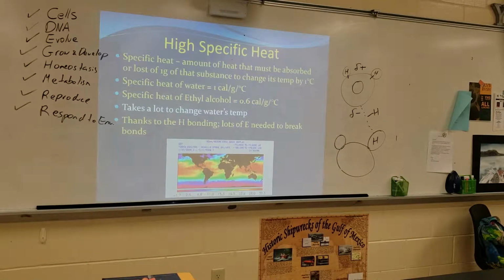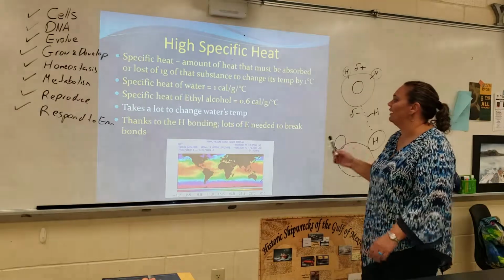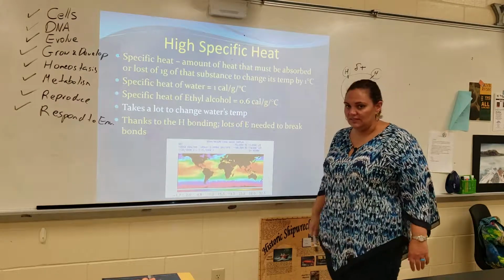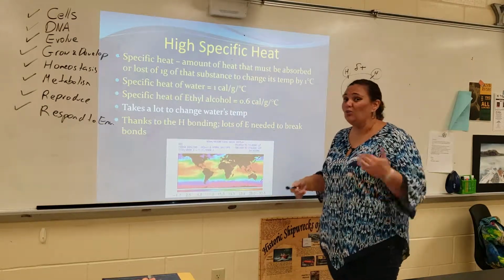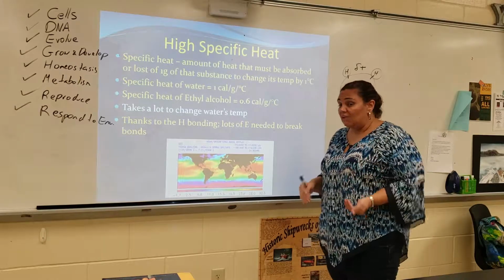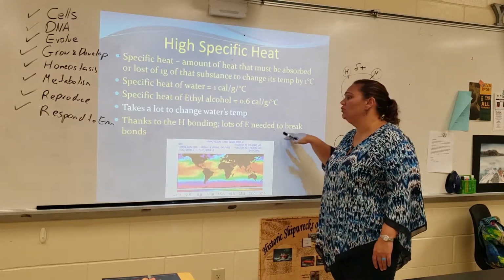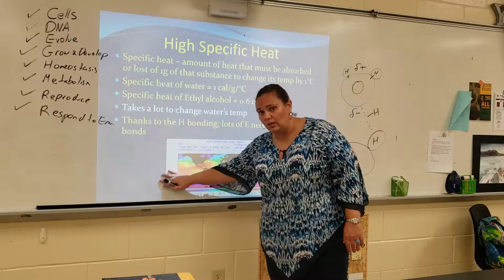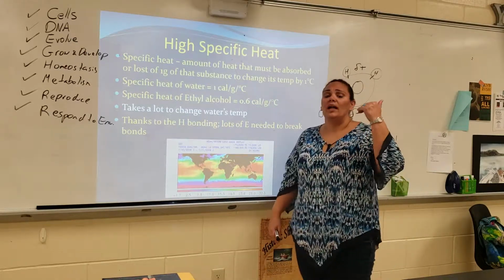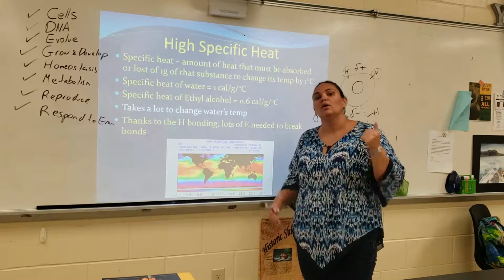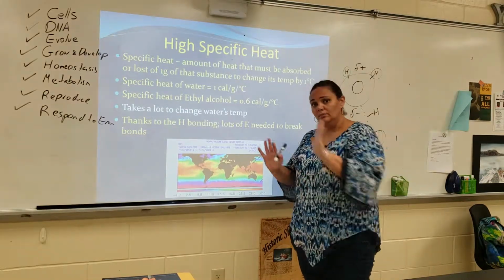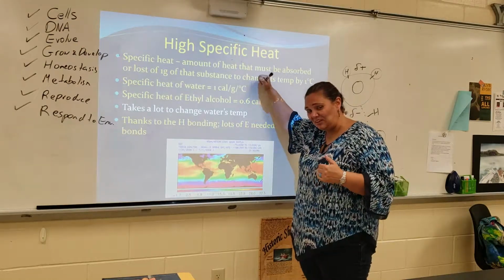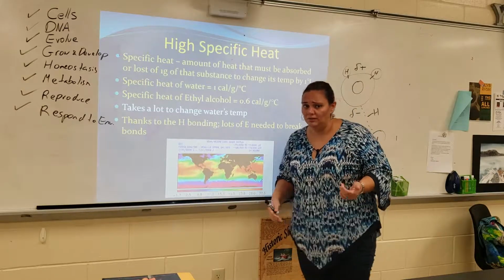Specific heat: the amount of heat that must be absorbed or lost for 1 gram of that substance to change its temperature by 1 degree. Specific heat of water, 1 cal per gram per degree Celsius. Specific heat of ethyl alcohol, 0.6, almost half of that of water. Thanks to hydrogen bonds, you need a whole heck of a lot of energy to break your bonds. All of that takes a whole lot of energy. Again, that's why we're going to have a more consistent air temperature the closer you are to the ocean than you are in the desert, because of that humidity in the air, because of the amount of energy it takes to change the temperature of water. All right?